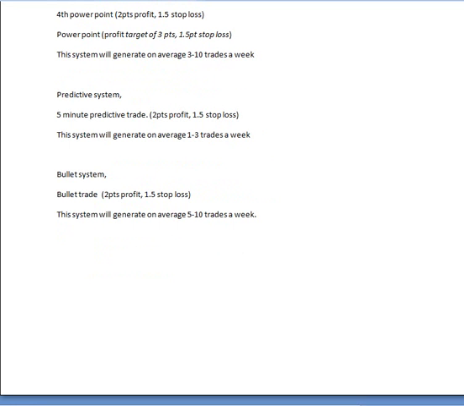Moving on to the predictive, this is going to be a lot less traded, but the profit target on this is 2 points, and it's got a 1.5 stop loss. On average, 1 to 3 trades a week. I'm actually going to try to get it up to about 1 a day.